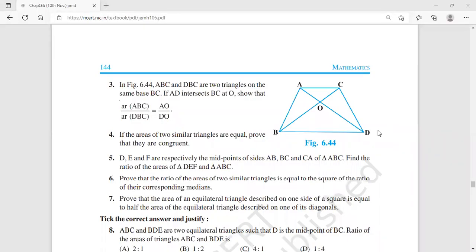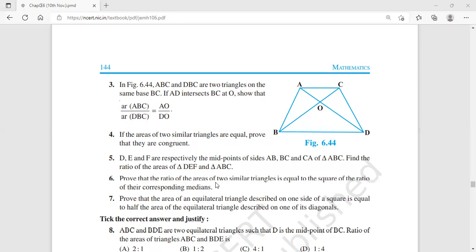So the next question: if areas of two similar triangles are equal, we have to prove that they are congruent. Here there are two pieces of information given. There are two triangles which are similar and their areas are also equal. If that is the condition, we have to prove that the triangles are congruent.